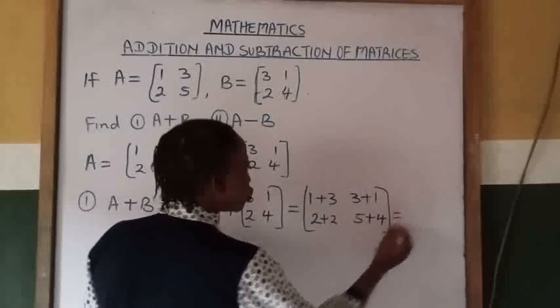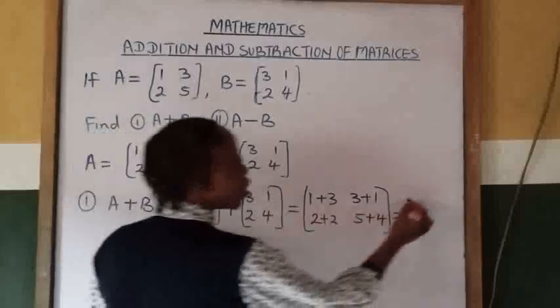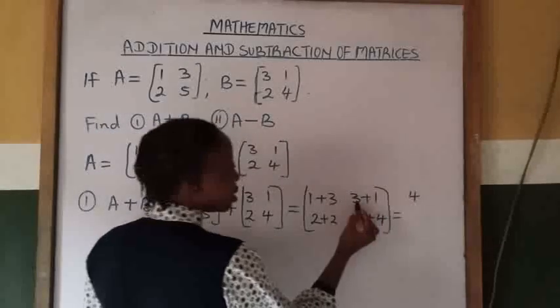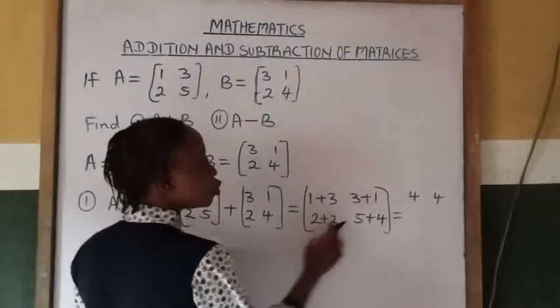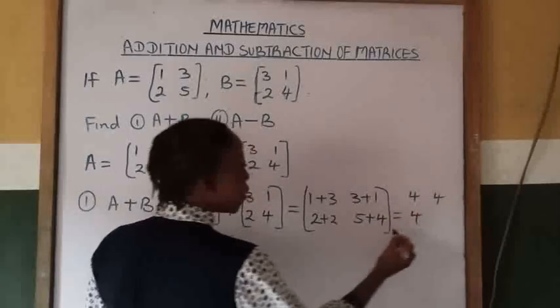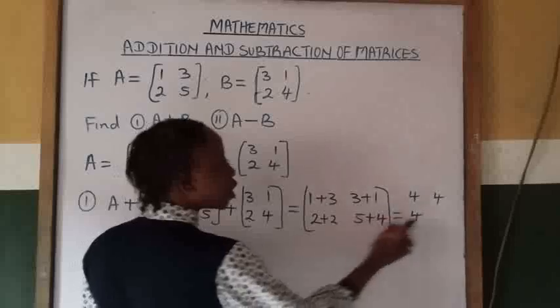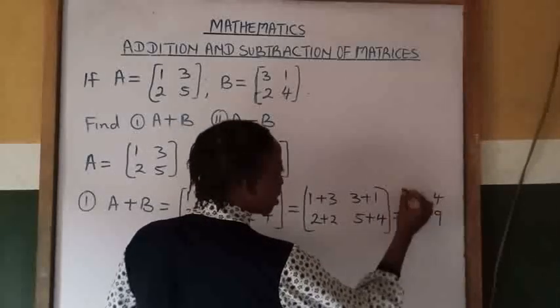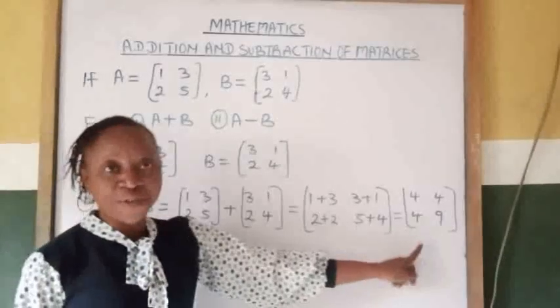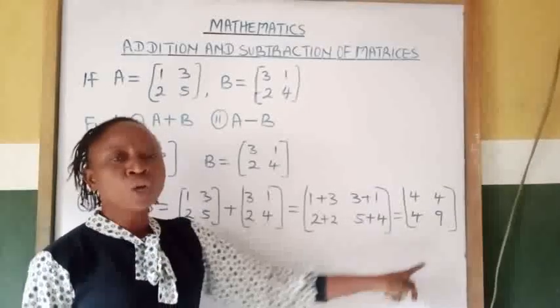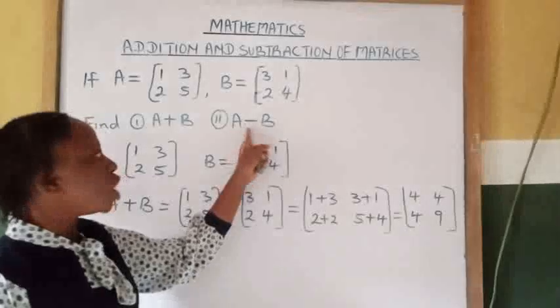So which is equal to 1 plus 3 will give us 4. 3 plus 1 will give you 4. 2 plus 2 equals 4. Then 5 plus 4 equals 9. So this is the final answer. Very, very simple. The same thing is applicable to subtraction.